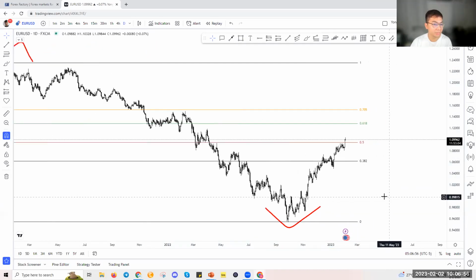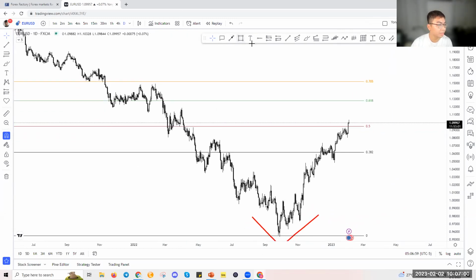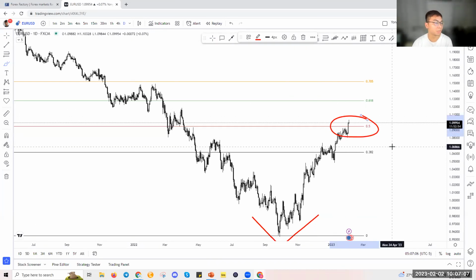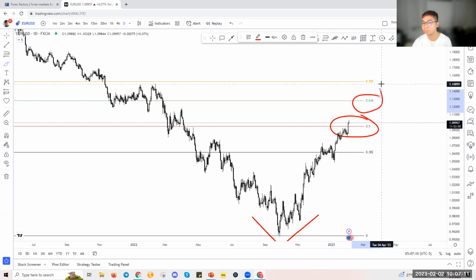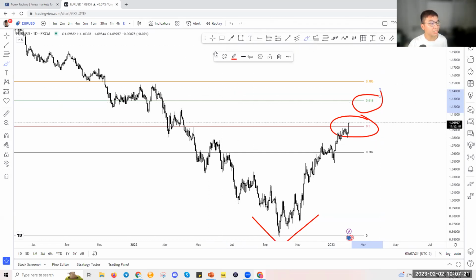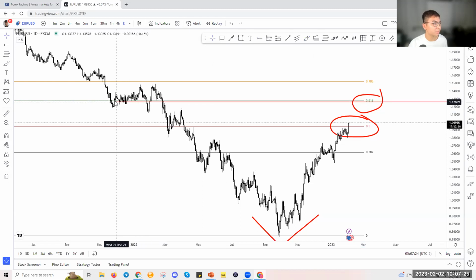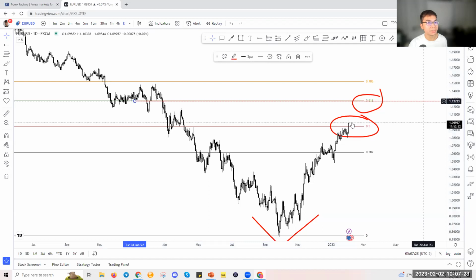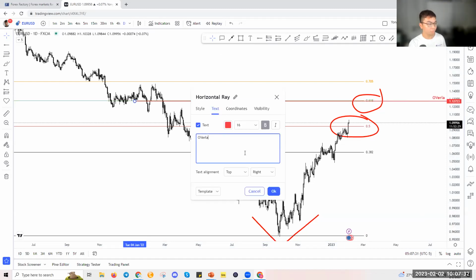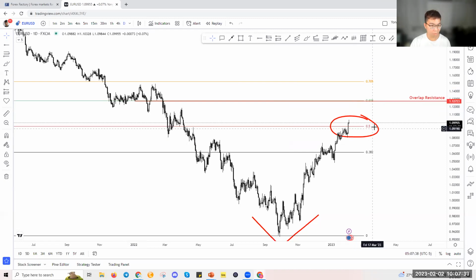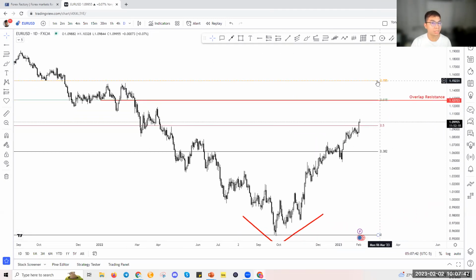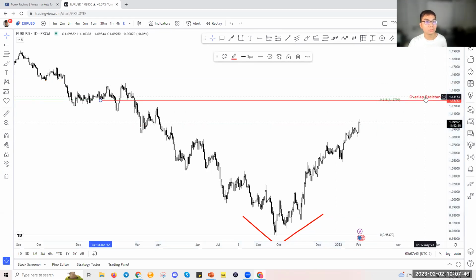You notice that price recently just tapped very nicely within the 50% Fibonacci line. Potentially, if this bullish momentum continues, we can expect price to head towards the golden Fibonacci line, which is the 61.8% Fibonacci line. If I draw a line across, you notice that it's an overlap resistance. So I'll label it out: overlap resistance level. That's the next price target that we are looking at, and the value is 1.12790.